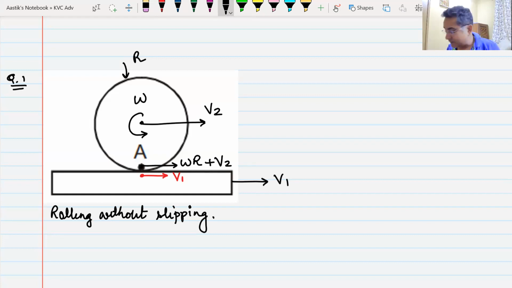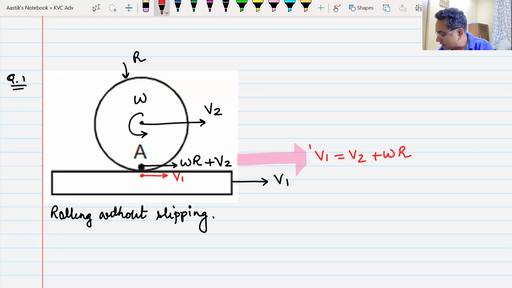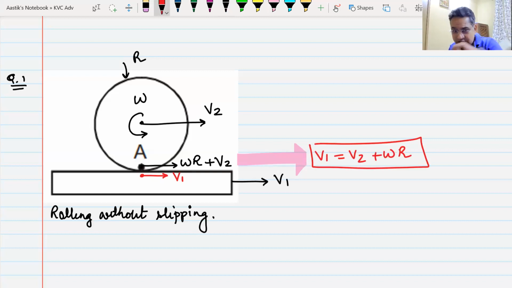Now, these two things have to be same. That implies, everyone understands this? V1 should be equal to V2 plus omega r. This is the condition of no slipping between the upper body and the lower body. We understand this? Yes or no? Everyone understands this. This is the most important aspect of this entire topic. Can I have raised hands from everyone? Understood, sir.